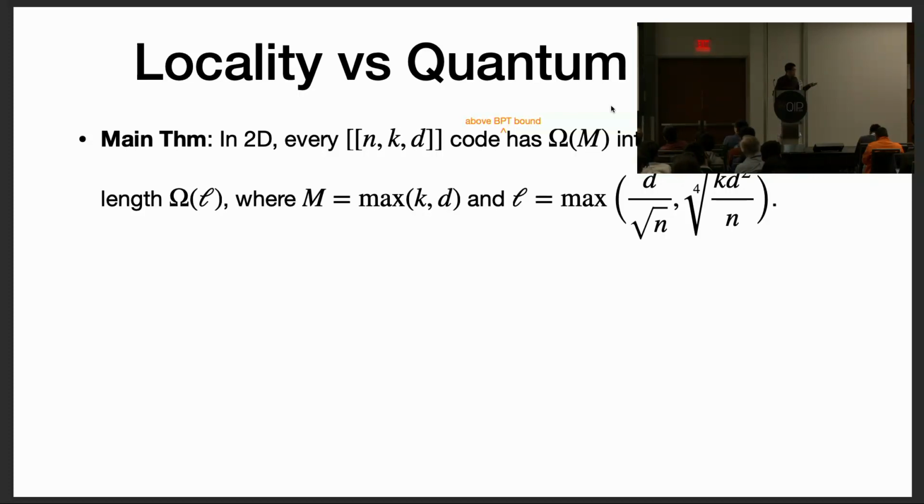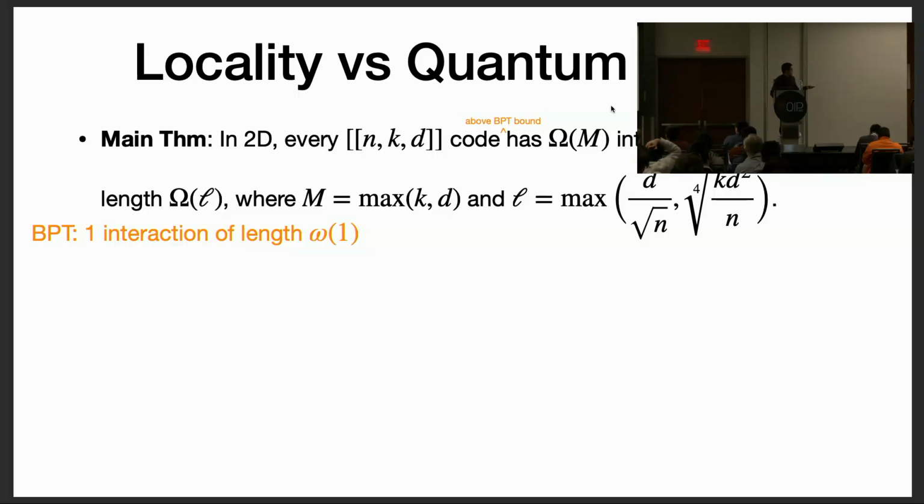All right, so again, you can think of this as generalizations of the BPT and BT bounds. So for example, the BPT bound says above the BPT bound, you need 1 non-local interaction. And we're saying that you not only need 1 non-local interaction, you need many long interactions.